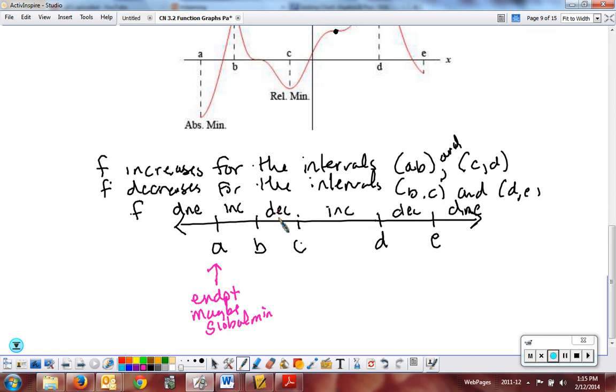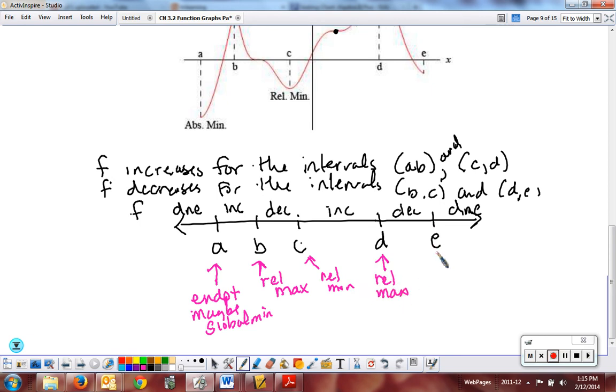However, when I get over here to B, I'm increasing before, I'm decreasing after. What must be? It has to be a relative max at that location. Has to be. Because the function is continuous in that little section, and it was increasing before and decreasing after. That's my only choice. What must there be at C? A relative min. At D, there must be a relative max.